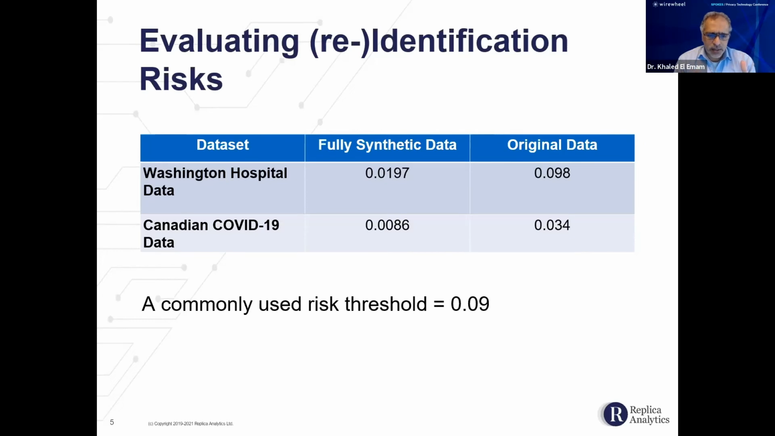Here we look at the risk of re-identification for the fully synthetic data set as well as the original data, and we use a threshold of 0.09. So 0.09 is a commonly used threshold, at least for the sharing of health data, used by the European Medicines Agency, Health Canada, and the Centers for Medicare and Medicaid as a threshold for what's deemed to be acceptable non-identifiable data sets.